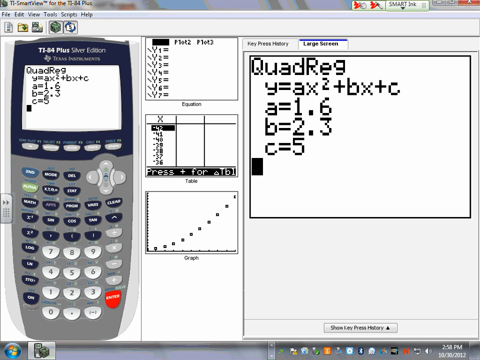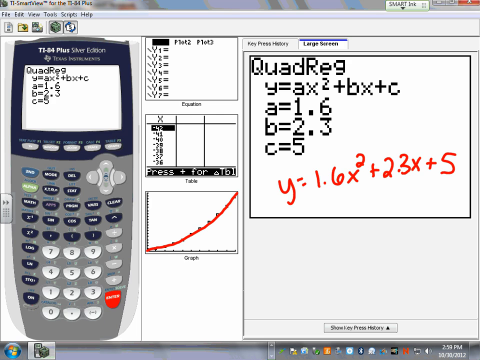So what we've just found is an equation for our data: y equals 1.6x squared plus 2.3x plus 5. That's an equation that graphs that bagel company's sales. So again, that was stat, calc, number 5, enter. So let's go back and see what we have here.